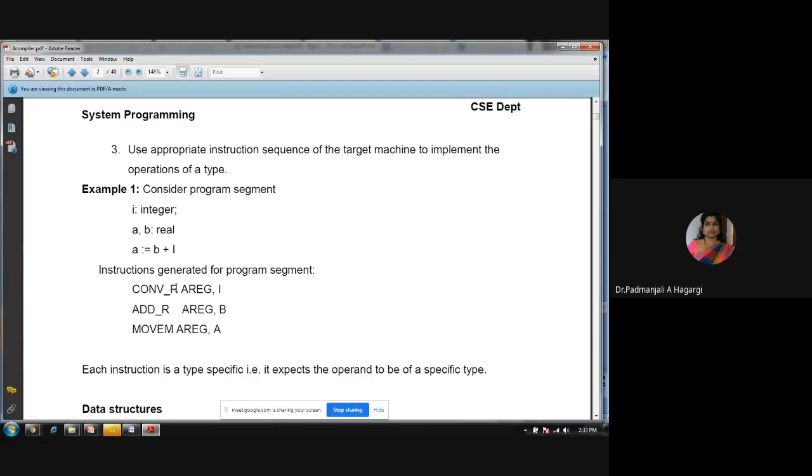Consider the example: how does it check for the data type? It will check whether the variables used in the program segment are real or integer. Here i is declared as integer, and a and b are declared as real. But here we have combined both types in the statement, b is real and i is integer. So it will take the value of the integer and the value of the real, and it will give you the value in terms of real.